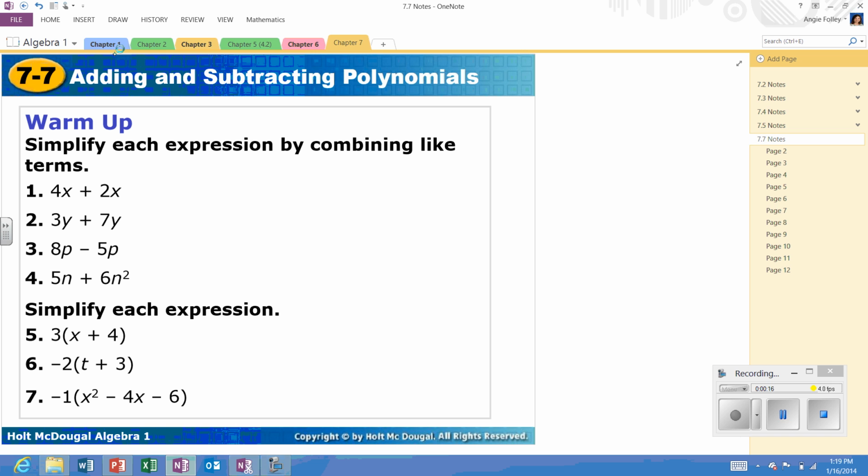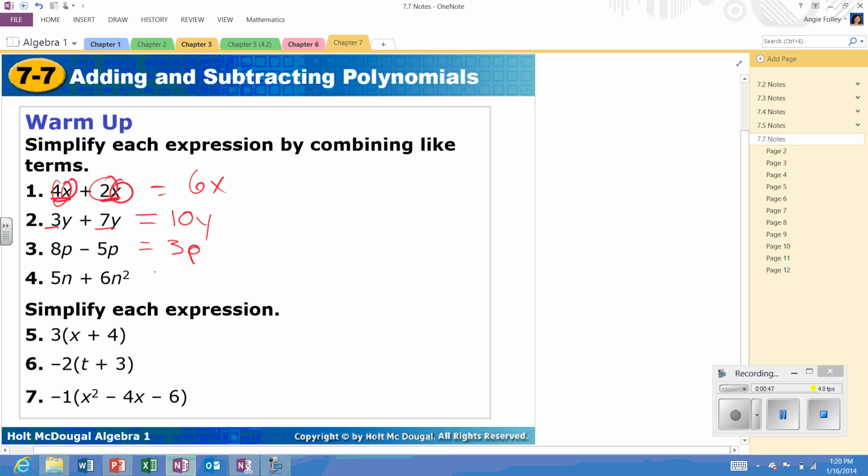So first one, we're going to add 4x plus 2x. So that means we can add these together because they are like terms. Since the x's have the same exponent on them, we're just going to add 4 and 2, and we're going to get 6x. For the second one, what's 3y plus 7y? Well, if I add 3 and 7, that is 10, and then we have 10 of those y's. 8p minus 5p, that is 3p, because 8 minus 5 is 3.